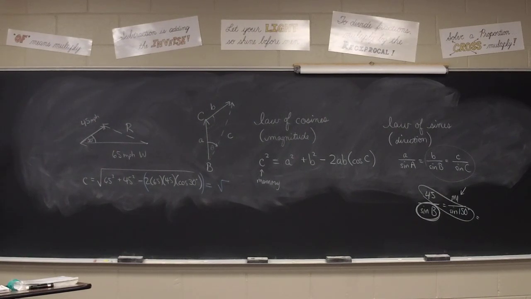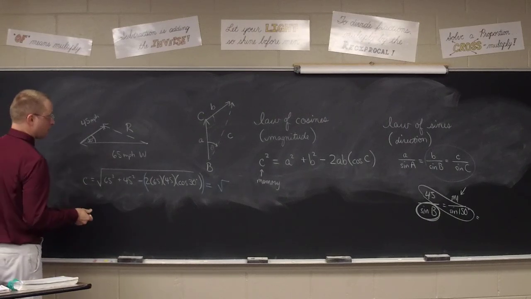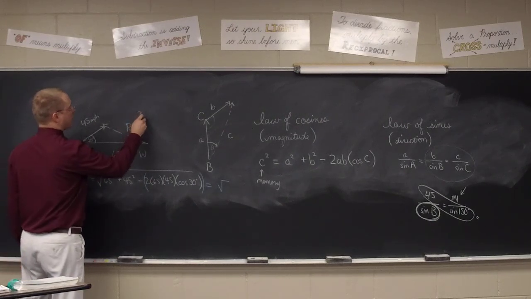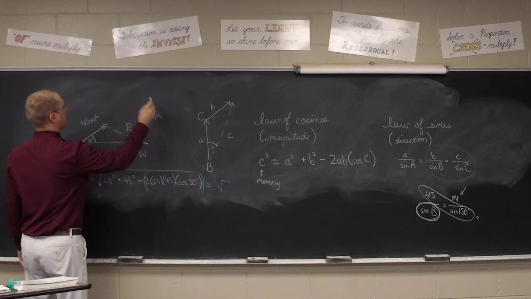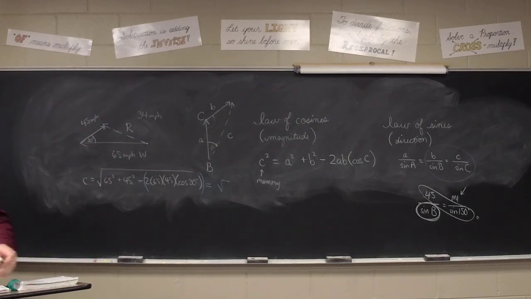65 squared plus 45 squared minus parentheses 2 times 65 times 45 times cosine 30, close parentheses, equals, take the square root. He got slowed way down. 34.4. We end up with about 34 miles per hour flight, if you can imagine a plane staying in the air going that speed. Kendall, did you get the 34.4? And Audrey got the 34.4.